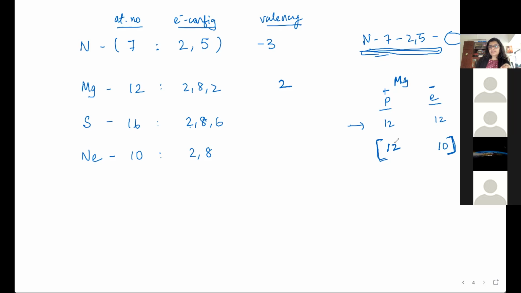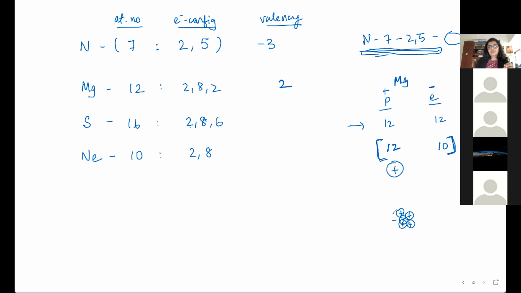Now magnesium has 12 protons and 10 electrons. So what is the overall charge on magnesium? Does it have some charge or does it have no charge? What is the situation here? Ma'am, no charge. Why? What charge do protons have? Positive charge. Right? So that way, the magnesium atom has 12 of these positive charges in the nucleus.